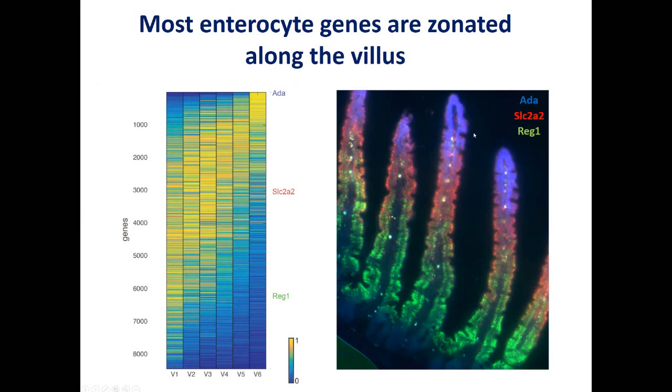In this FISH validation, you can see 3 examples of zonated genes. As the enterocytes exit the crypt over their first day of life, they express the green gene, then they shut down the green gene, upregulate the red gene, shut down the red gene, upregulate the blue gene, and then they're gone from the tip.